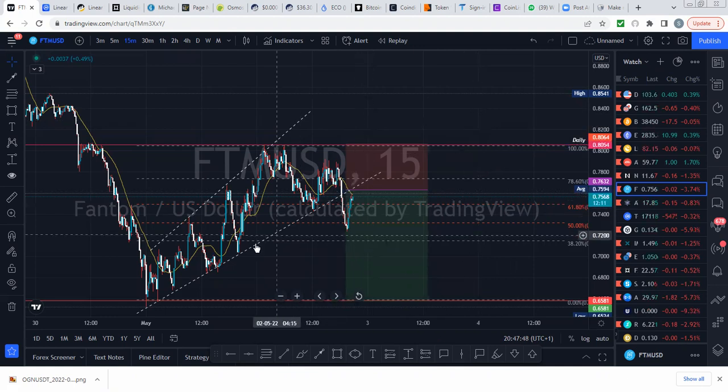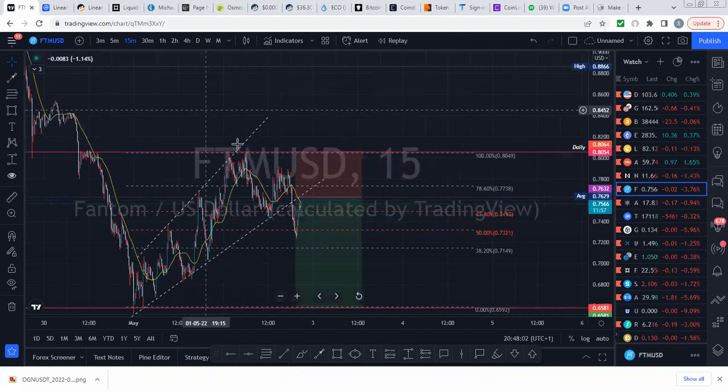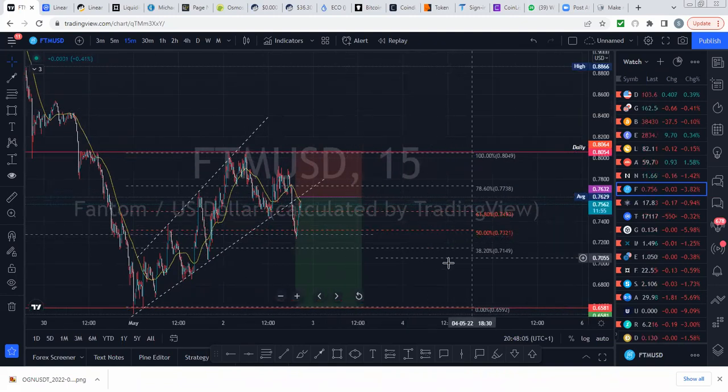You can as well support fib with support and resistance, just like we have here. This place that supports. The red lines are the supports.